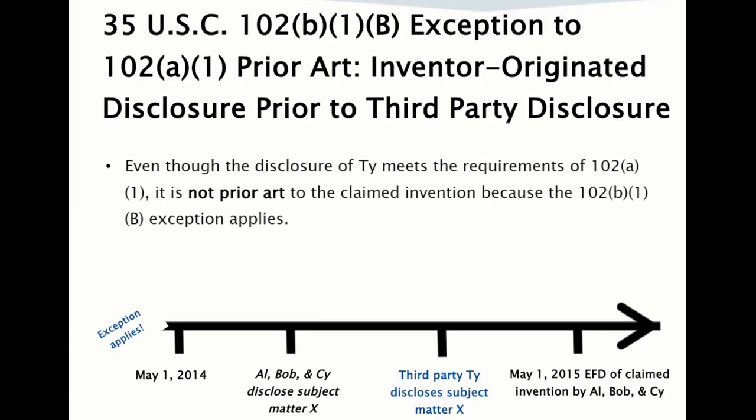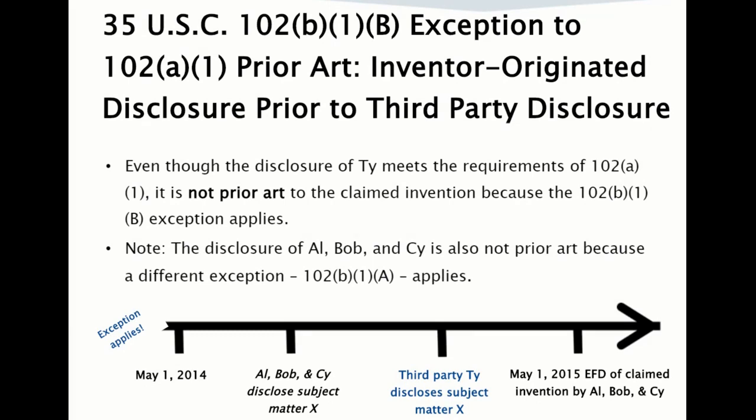But because we know that Al, Bob, and Cy disclosed subject matter X prior to Ty's disclosure, Ty's disclosure would not be considered prior art because of the 102(b)(1)(B) exception. But what about the earlier disclosure of subject matter X by Al, Bob, and Cy? Doesn't it meet the requirements of 102(a)(1)? It does, but it cannot be considered prior art because the 102(b)(1)(A) exception applies to this disclosure, since it was by the inventive entity and within the grace period.